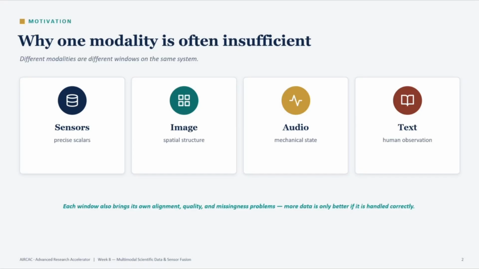But adding more data does not automatically mean better research. Every modality introduces new problems: synchronization, missing data, quality, provenance, and the possibility of leakage. So the principle for today is very simple. More modalities are useful only when they are correctly aligned, quality controlled, and scientifically verified.